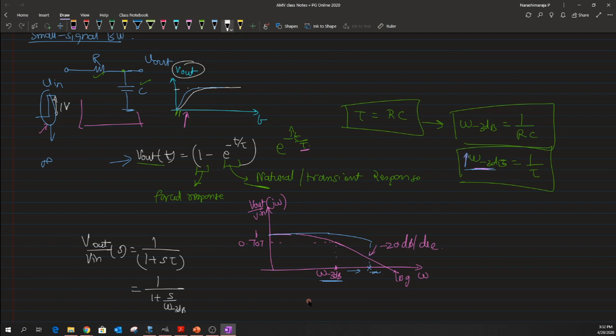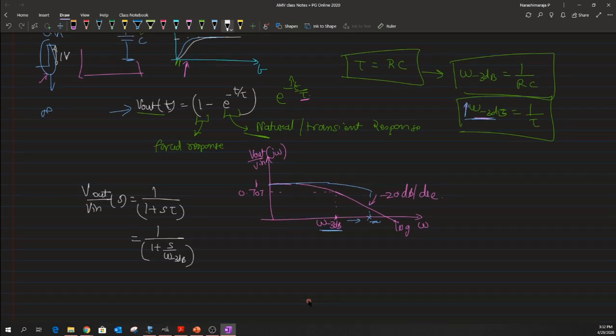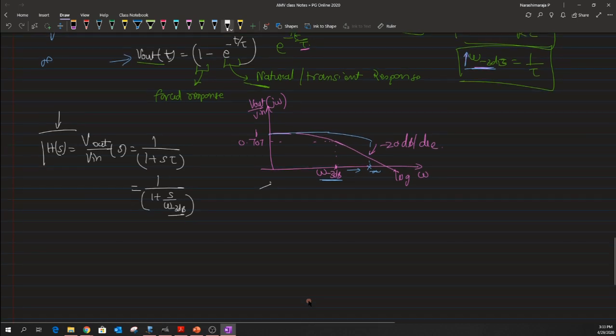Both of these two quantities are the same, and clearly you could see that this quantity, Vout by Vin, is nothing but the transfer function of the RC network. So it is the bandwidth that is taken out of this transfer function. Basically the pole frequency of my system defines the bandwidth of the circuit. Hope that you are clear with it.